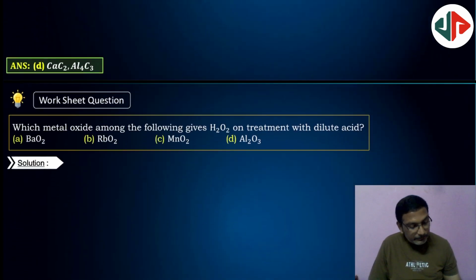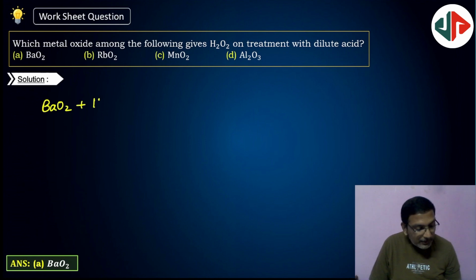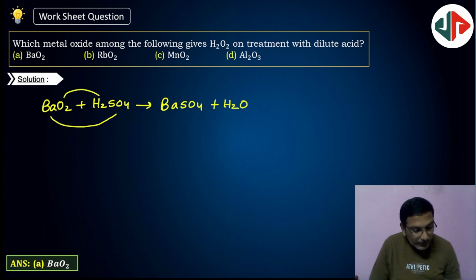Next. The metal oxide among the following that gives H2O2 on treatment with dilute acids. Simple. BaO2 plus dilute H2SO4, ice cold solution of H2SO4, gives BaSO4 and H2O2. Yes, this is the preparation of H2O2. Barium peroxide.